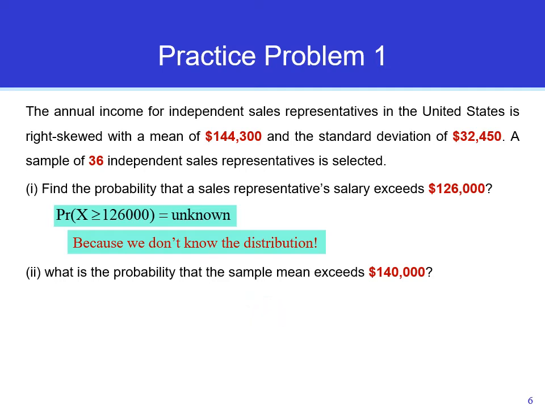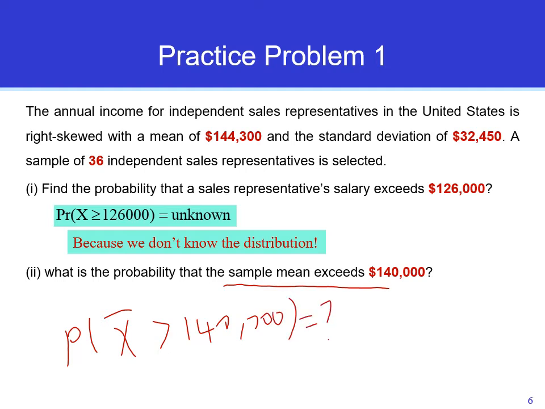Although we do not know the salary distribution of the sales representatives in the population, the question here asks about the sample mean. So the question asks, what is the probability that X bar, the sample mean, would exceed $140,000? So do we know the distribution of X bar here? We don't know the distribution of X, but we do know the X bar distribution, the sample means distribution, because we can approximate it using the central limit theorem. N here is 36, which is greater than 30. So we can use the central limit theorem.